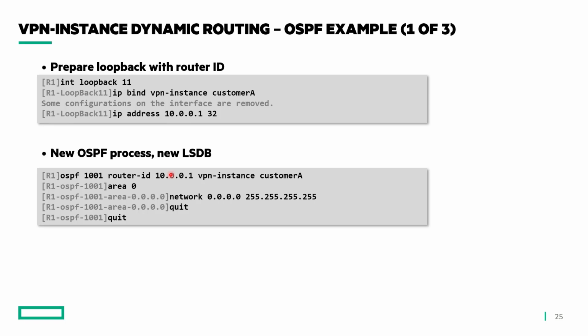You can, on the other hand, also configure dynamic routing. So in here, we will use OSPF. We create a loopback interface 11, and we bind it to the customer A VPN instance, assign an IP, and we're going to use it as a router ID for the OSPF process 1000 mapped to that instance. Area 0. Network is basically advertise everything here. That's what it means here.